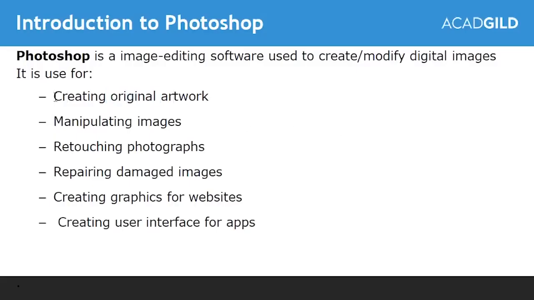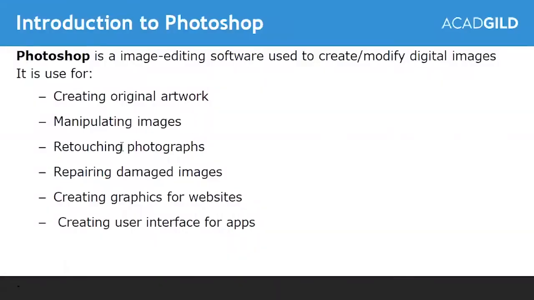If we talk about creating original graphics, in Photoshop we can create any kind of graphics or artwork. But we cannot create digital images here; we can only edit digital images, but we can create different artwork inside Photoshop. Manipulating images means we can modify our images. We can change the background, change the color of the image, and add or remove something from the image. That is called image manipulation.